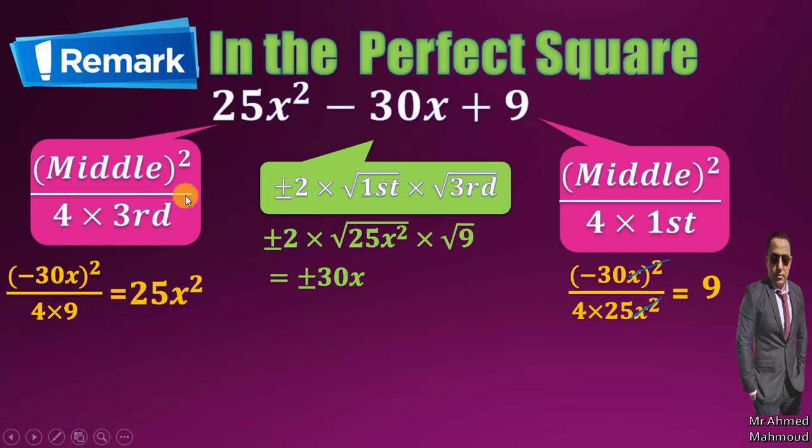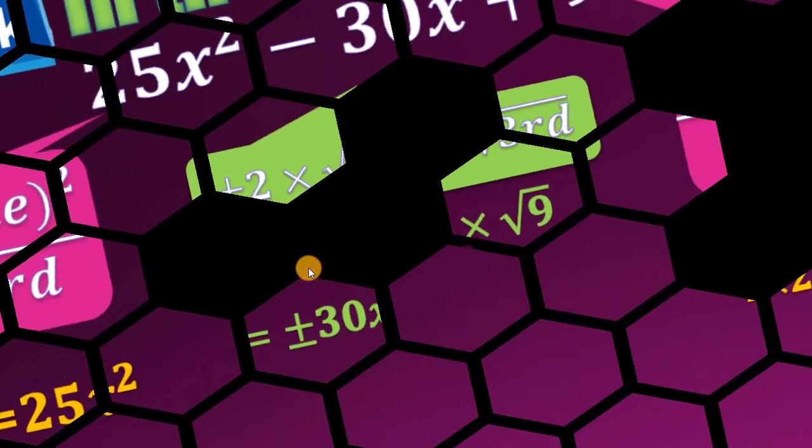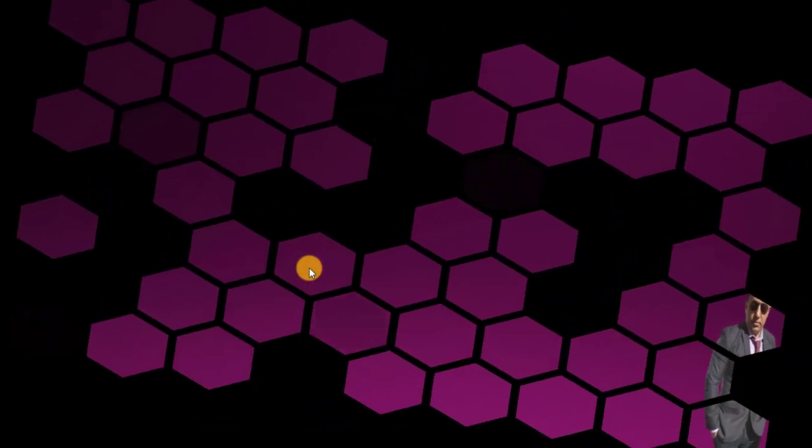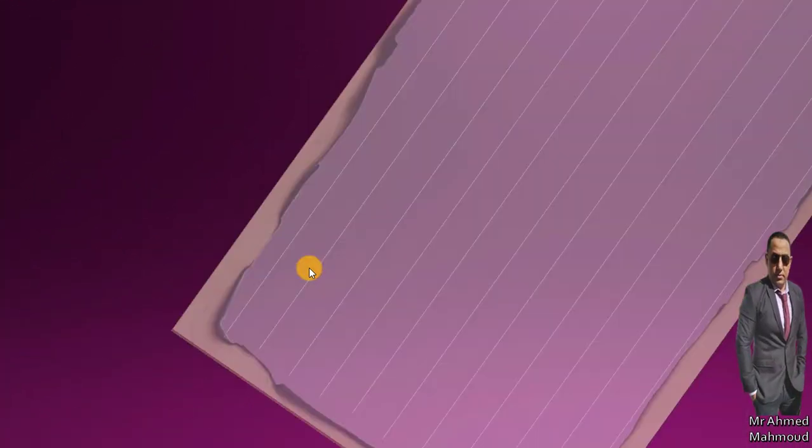You have to memorize these rules. First, the rule of the first, the rule of the middle, the rule of the third. Don't forget, if you need to find the middle, you have to write negative or positive before the expression. Okay, now let's solve a question on this concept.